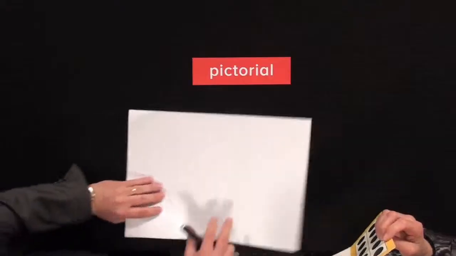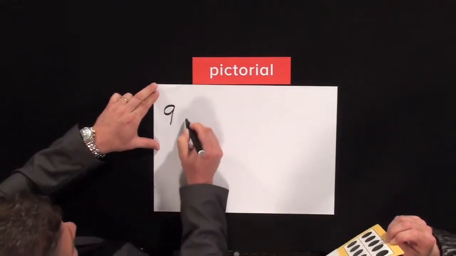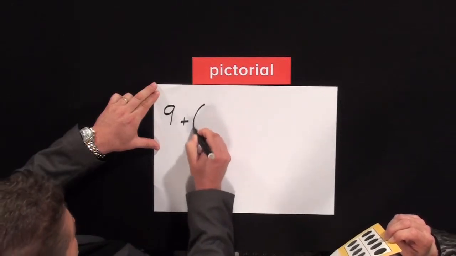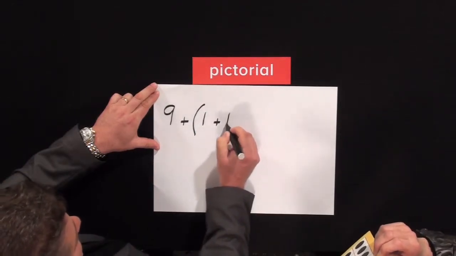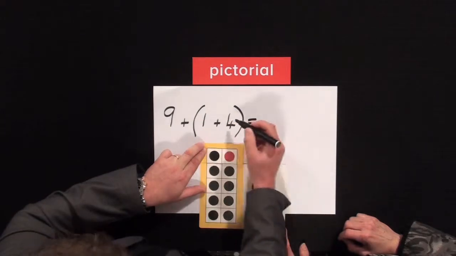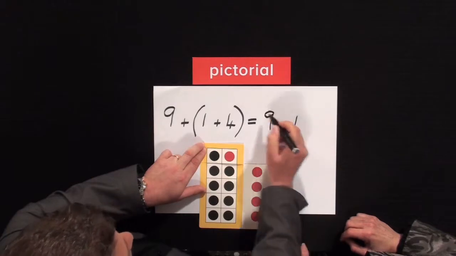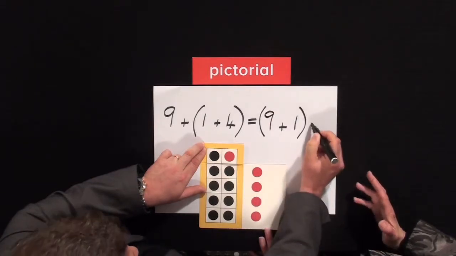Let's record what you just said. Okay, so what we want to do is start with the 9, and we have the 1 grouped with the 4, or associating with the 4. And then as we flip this over, we now have the 1 associating with that 9. So 9 and 1 and 4 is the same as 9 and 1, or 10, and 4. 4 more. The associative property.